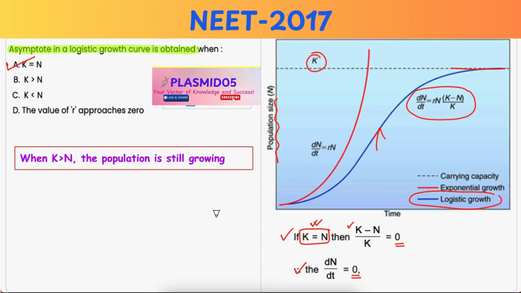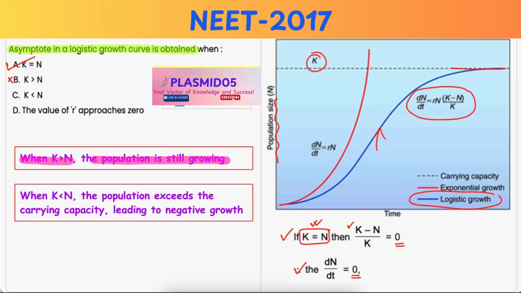Option B, when K is greater than N. This is incorrect because in this condition, the population is still growing because there are enough resources to support an increase. So the growth curve has not yet reached the asymptote. Option C, when K is less than N. It is also incorrect because in this condition, the population exceeds the carrying capacity, and this leads to negative growth as the population decreases due to resource limitations or other factors. So this is not the point where an asymptote is observed.